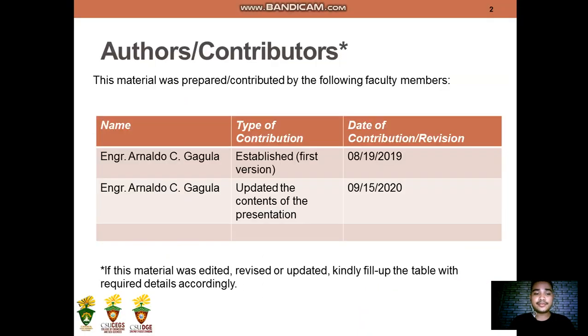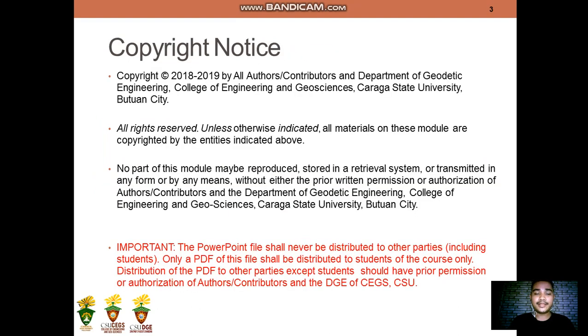For the authors and contributors, this material was prepared and contributed by yours truly. And for the copyright notice, it is important that the PowerPoint file shall never be distributed to other parties. Only a PDF file shall be distributed to the students of this course only. The distribution of this PDF to other parties except the students should have prior permission or authorization of authors and contributors, and of course, of the Department of Geodetic Engineering of Caraga State University.